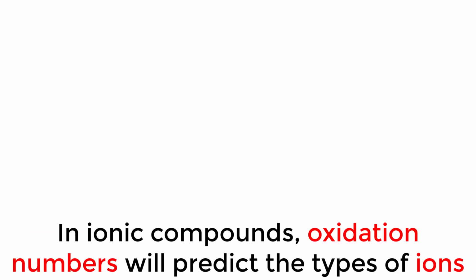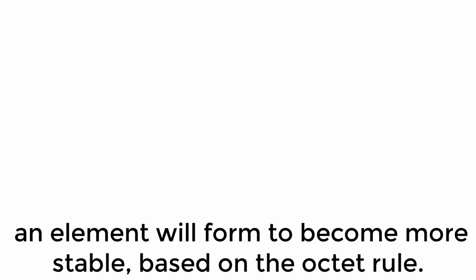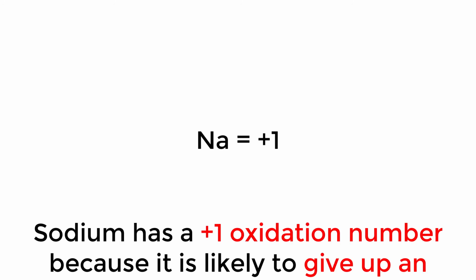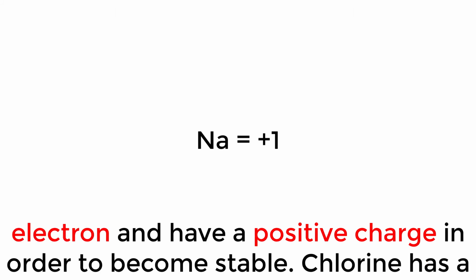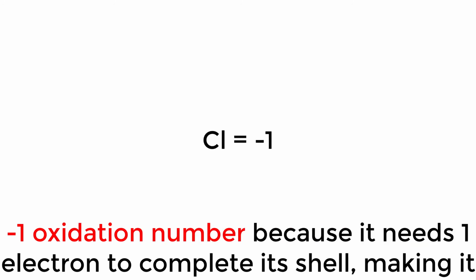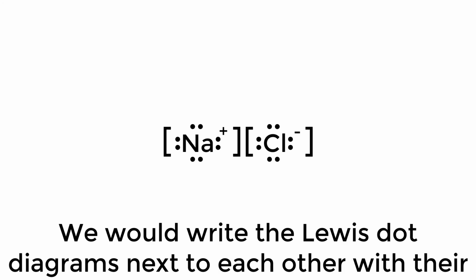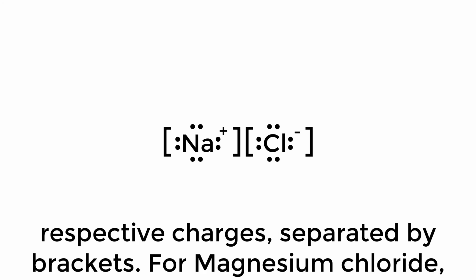In ionic compounds, oxidation numbers will predict the types of ions an element will form to become more stable, based on the Octet Rule. Sodium has a positive 1 oxidation number because it is likely to give up an electron and have a positive charge in order to become stable. Chlorine has a negative 1 oxidation number because it needs 1 electron to complete its shell, making it an anion. We would write the Lewis dot diagrams next to each other with their respective charges, separated by brackets.